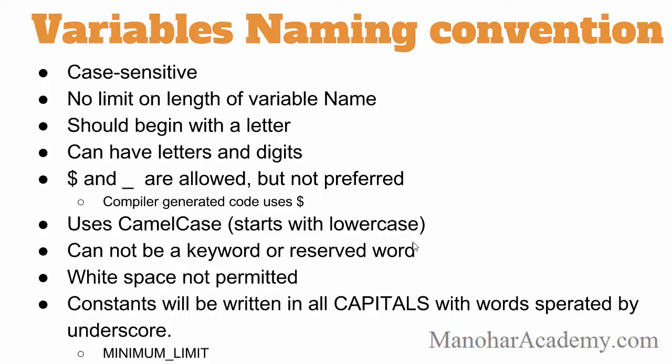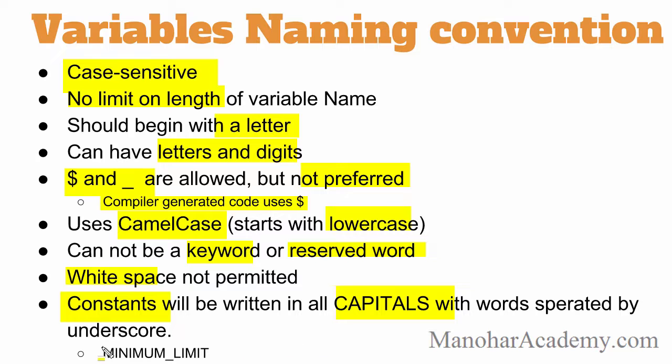Then we have looked at variable naming convention. They are case sensitive. There is no limit on the length. They should start with a letter. After that they can have letters and digits. Dollar and underscore are allowed, but they are not preferred because dollar is used in compiler generated code. We use the camel case and variable name starts with a lowercase. And we cannot use keyword or reserved words as a variable name. White space is not permitted. And coming to constants, we will be writing in all capitals and the words will be separated using underscore.